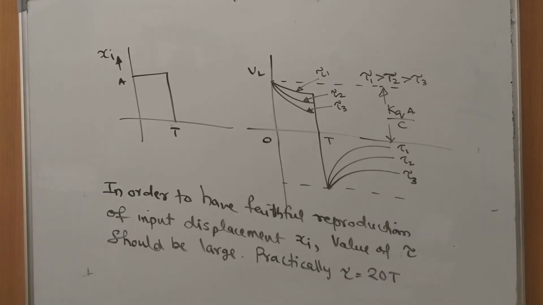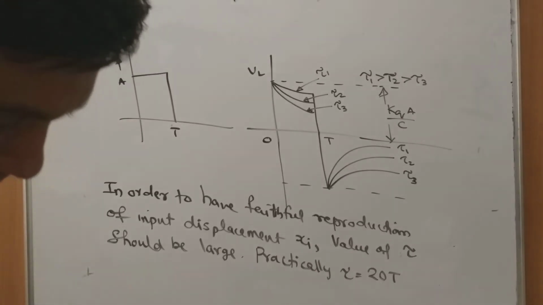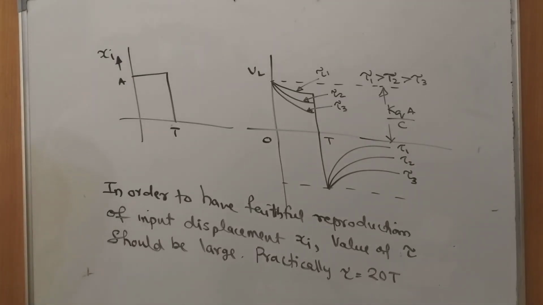Practically speaking, if you want to maintain the overshoot and the damping factors and all within maybe 5%, then practically the value of tau should be somewhere around 20 times the time duration of the pulse.